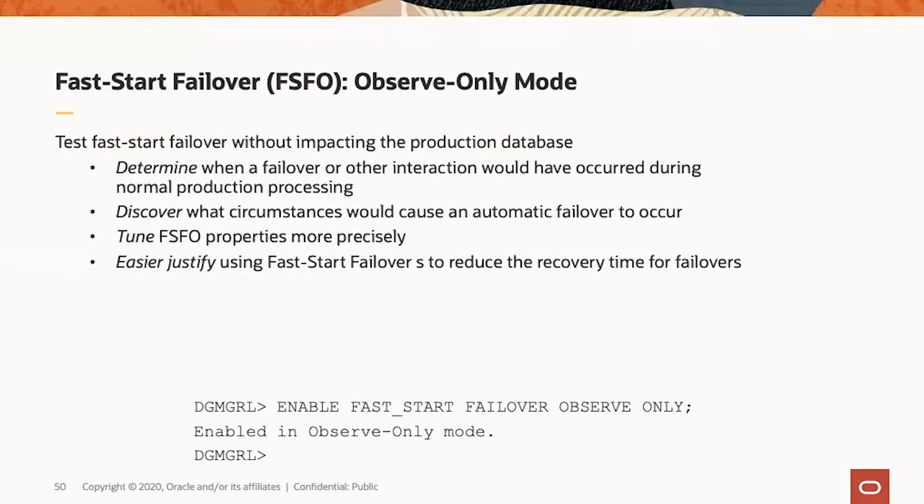When you're happy with the results after a while, you can disable fast start failover and then enable it again without the observe only clause. And then no false positives are expected to happen.